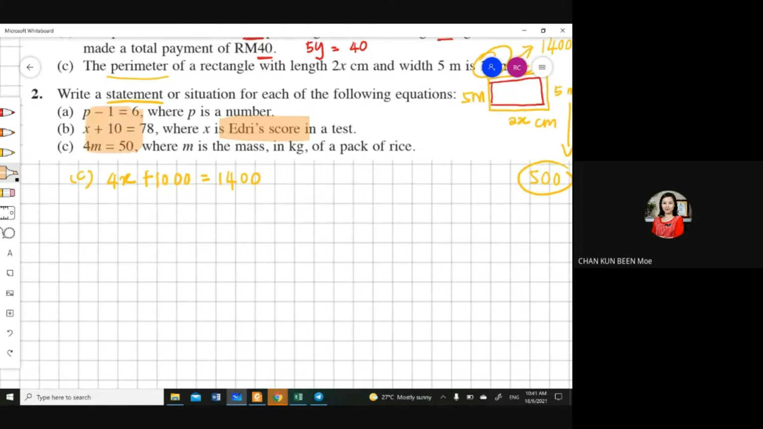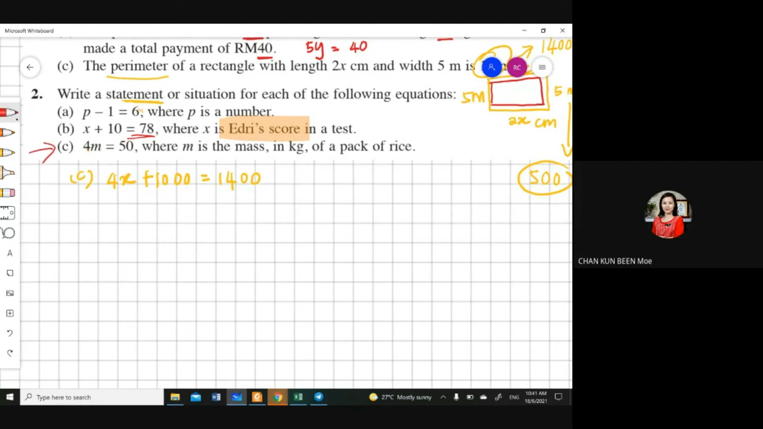Okay? Added to 10. So again, how to mention the rest? This one? And it equals to 78. Okay, it's equal to 78 or it will be 78 or you can say the result is 78. Okay, there are many possibilities that you can use. Okay, now we look at C.